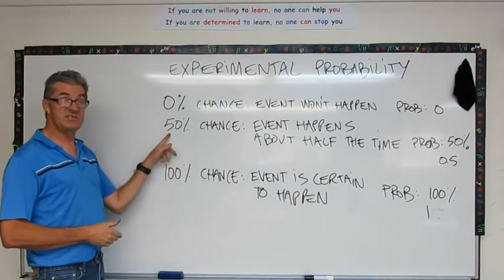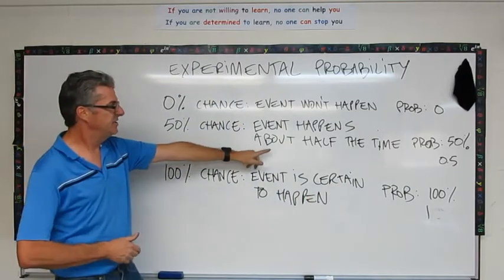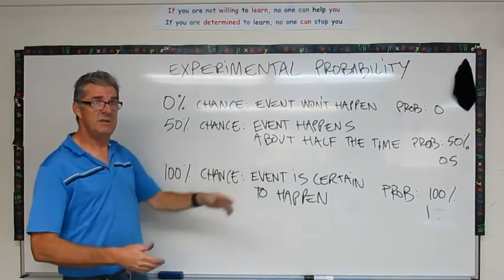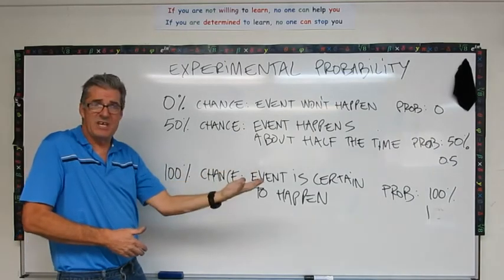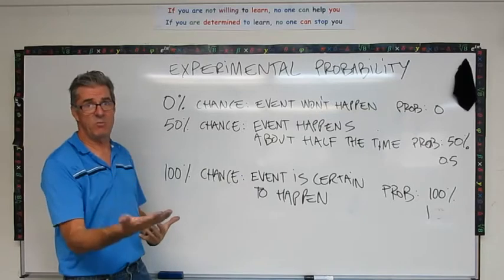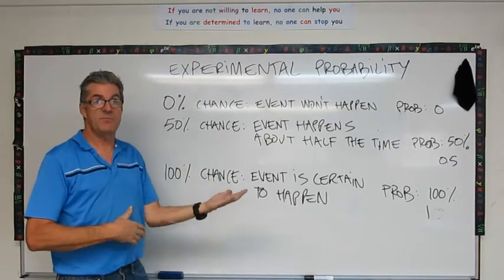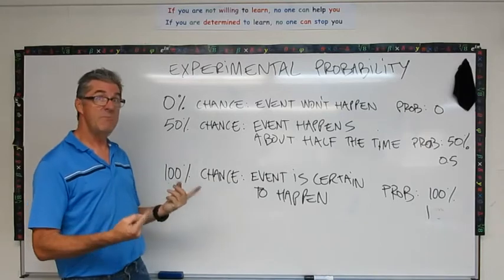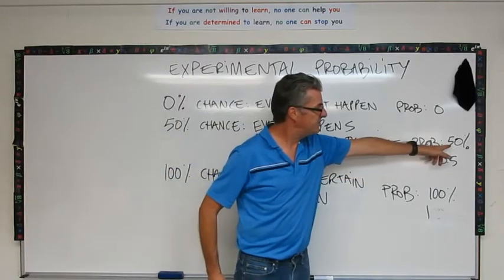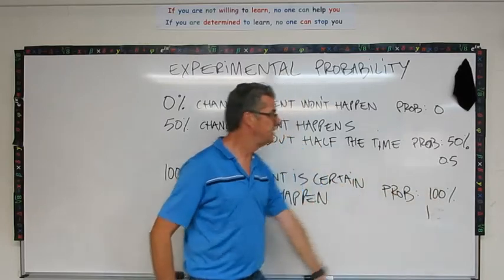Now, a 50% chance that an event happens, it's going to be about half the time. Roughly 50 times out of 100 it'll happen, the other 50 it won't. This could be a coin flip. Flip a coin, it's about a 50% probability that you'll get heads. Numerically, that could be expressed as 50% or 0.5.